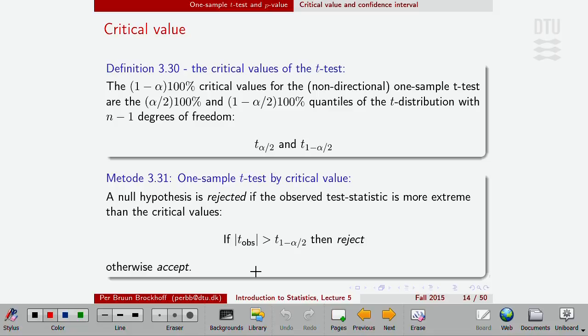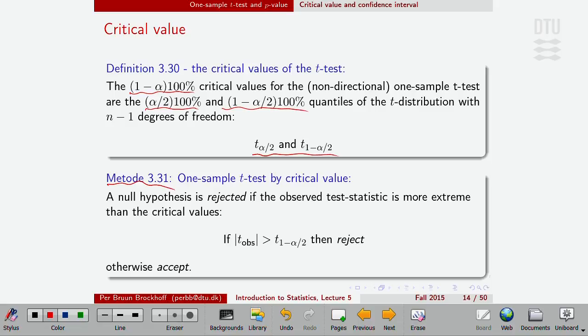Then I jump back to this slide, and let's just read it. The 95% critical values would be the 2.5% and the 97.5% quantiles. We call them the critical values for this t-test. And then we could finalize the hypothesis test that I just showed you without computing a p-value, just making a yes-no decision, if that's what we would like to know.